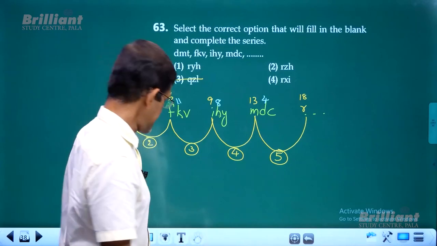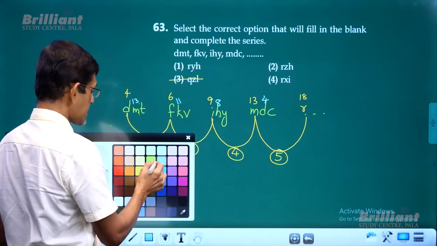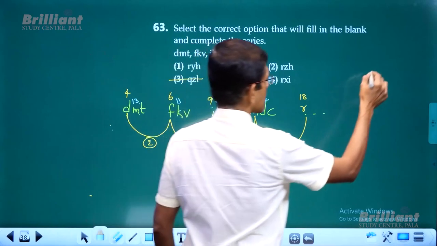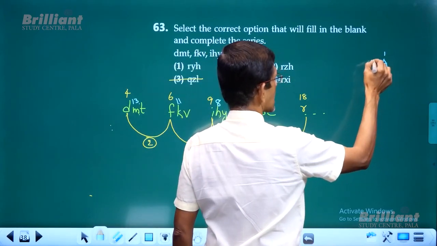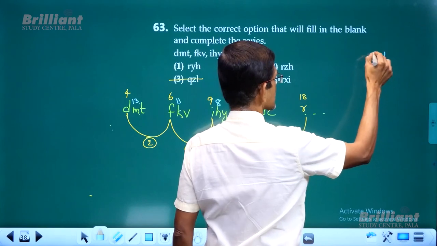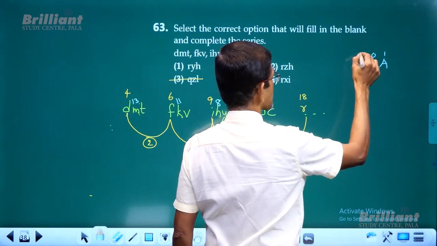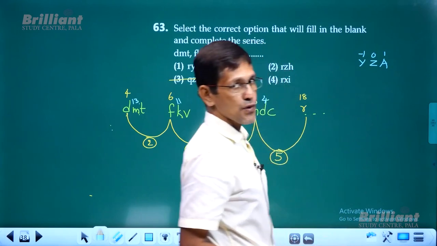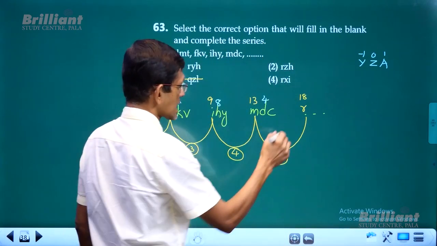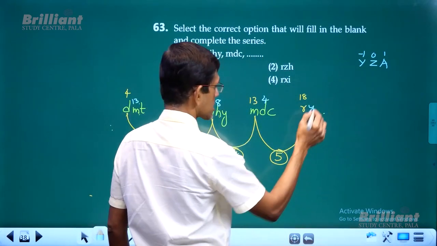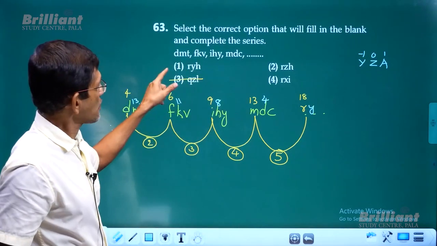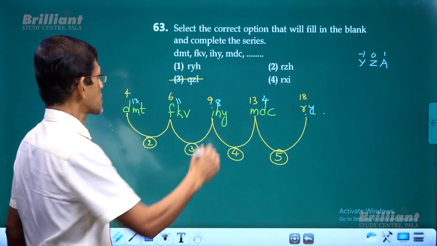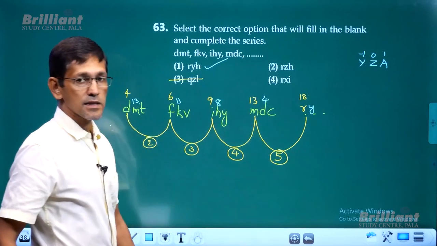So which letter is minus 1? We know that. We have discussed last time. If A is 1, the letter before A is Z, so Z is 0, and Y is what? Minus 1. So minus 1, the letter is Y. So our second letter is going to be Y, RY. And look at the answer choices. How many answer choices are starting from RY? There's only one answer choice. So RYH would be the final answer.